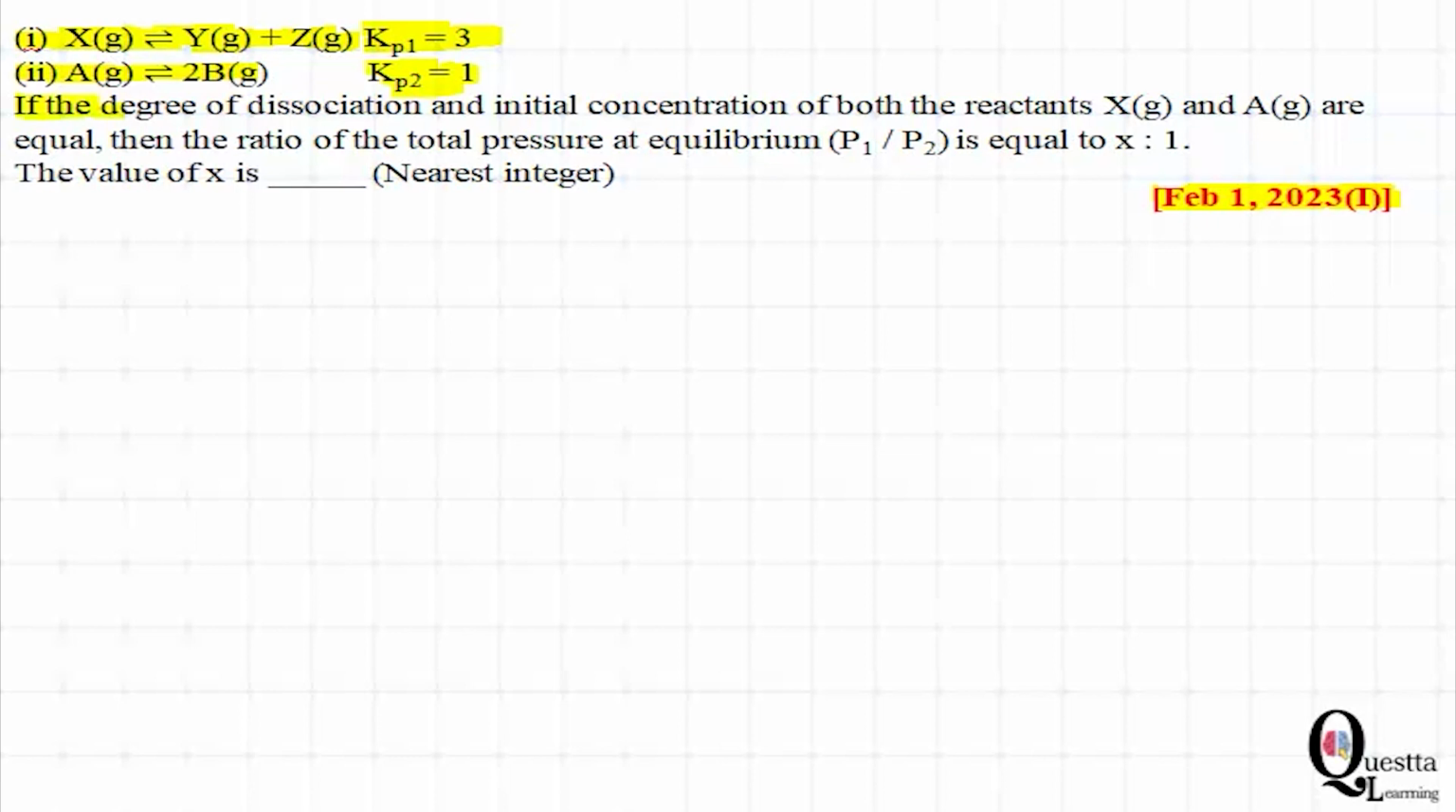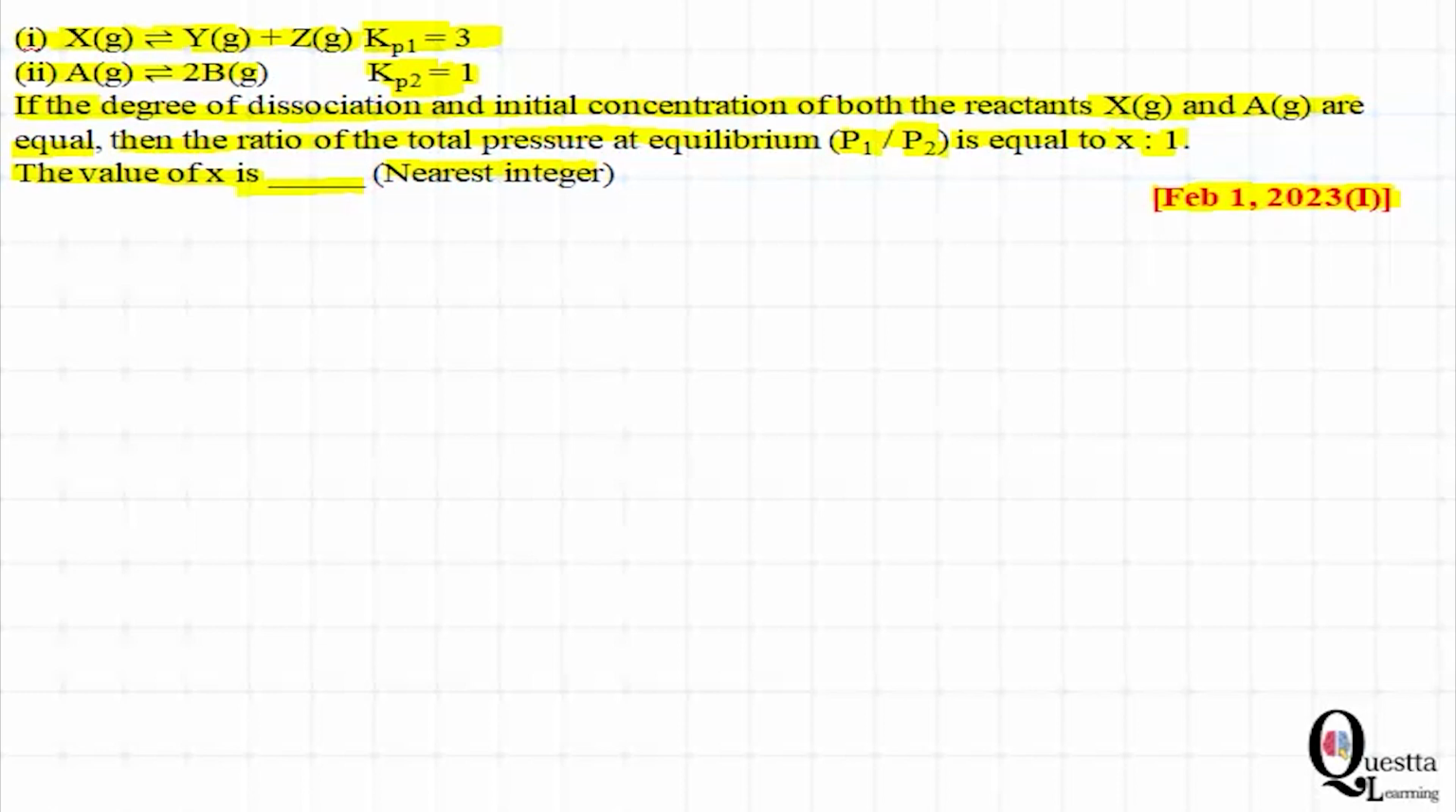The question says that if the degree of dissociation and initial concentration of both the reactants, X in the gaseous state and A in the gaseous state, are equal, then the ratio of the total pressure at equilibrium, that is the ratio of P1 to P2, is equal to X in the ratio 1. The value of X is dash, and we need to round off the answer to the nearest integer. So let's start the solution to this question.